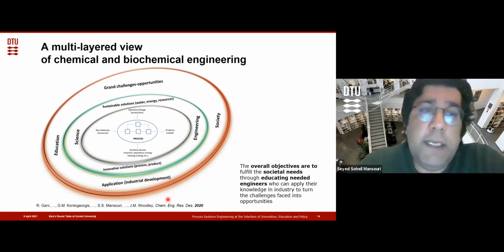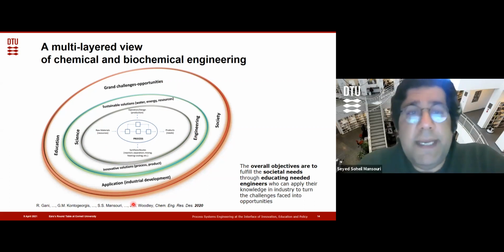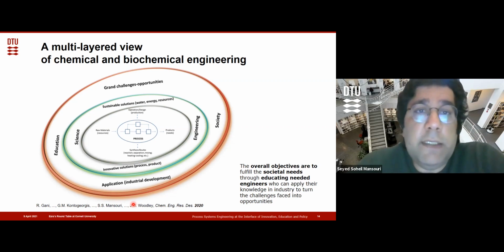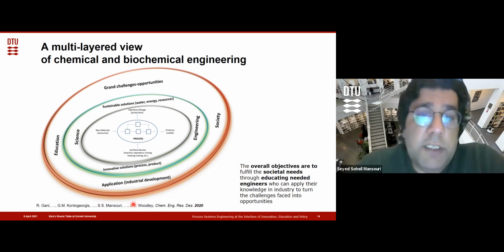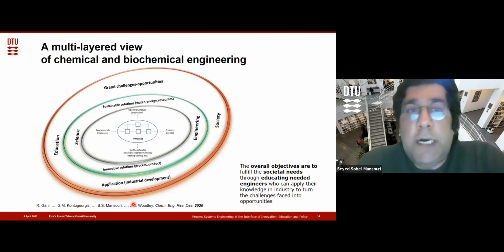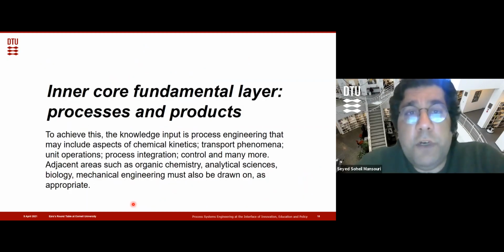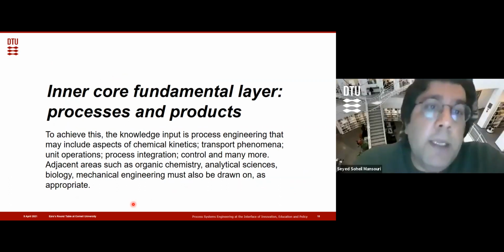And then we have this outer unifying layer where all these activities need to come together for the benefit of society, in the form of education and tackling the grand challenges and opportunities of today's society, and finding the application of these solutions in industrial development. I will start from the inner core fundamental layer, where the processes and products are, with examples from our own research, and I will continue layer by layer.